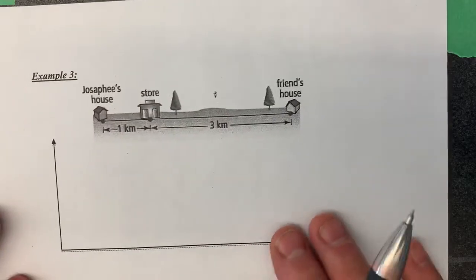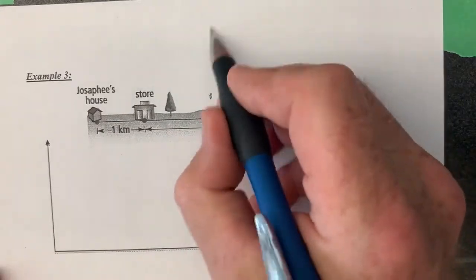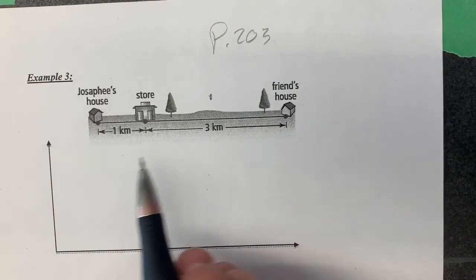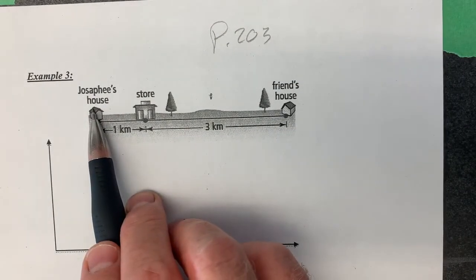This last one, this is example number 3, on page 203. It says, Josephine leaves her home. So she's here at her home. She walks to the store. After buying a drink, she slowly jogs to her friend's house, and then she visits with her friend for a while, and then she returns directly home.